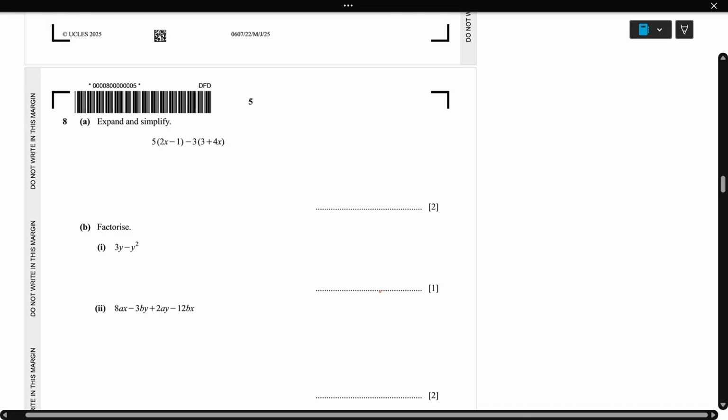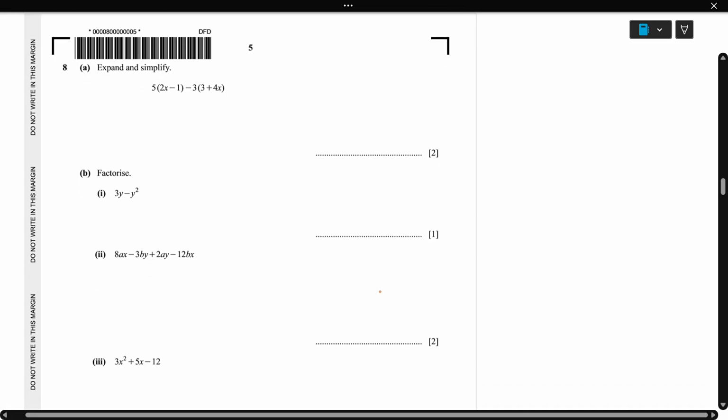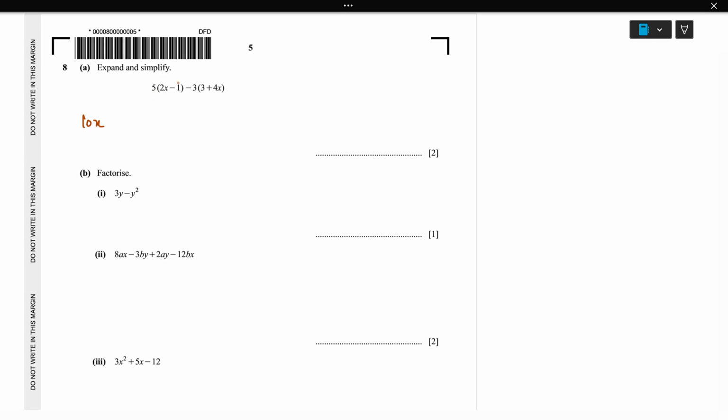Next, question 8. Expand and simplify. So first we expand the first bracket. 5 times 2x is 10x. 5 times negative 1 is negative 5. Then negative 3 times 3 is negative 9. Negative 3 times 4x is negative 12x. So 10x minus 12x is minus 2x, and minus 5 minus 9 is minus 14. The answer is minus 2x minus 14.